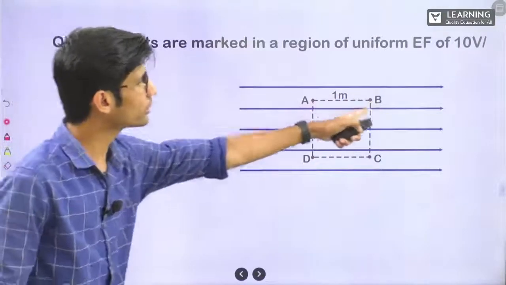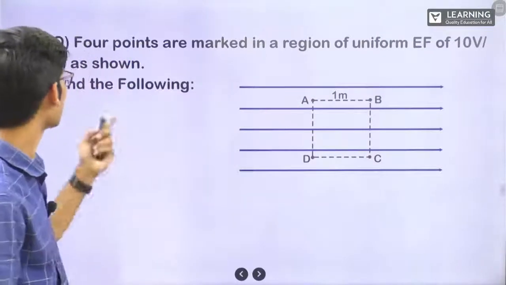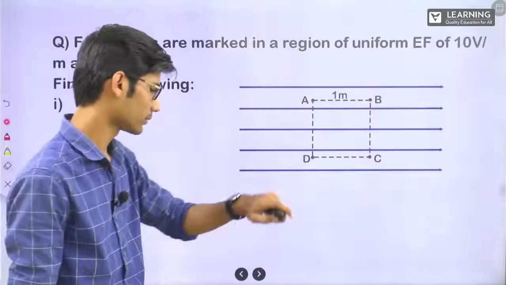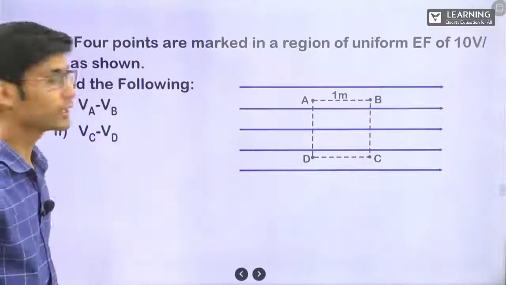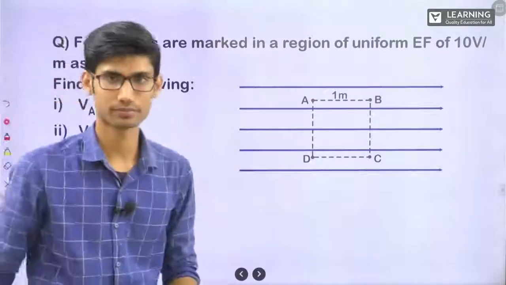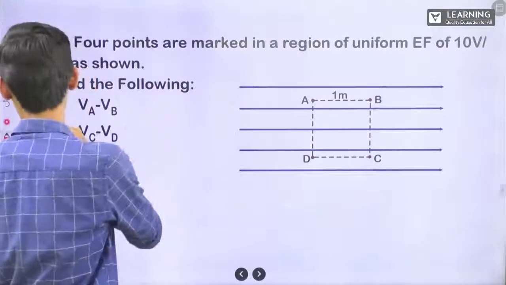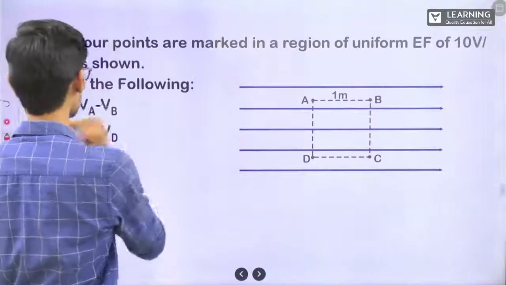The points are shown in a square. It is a square, 1 meter, 1 meter, 1 meter, 1 meter. Find the following: VA minus VB, VC minus VD, VA minus VD, and VC minus VA. These 4 things we have to find. For VA minus VB, again it is very easy. You can just see and do it.